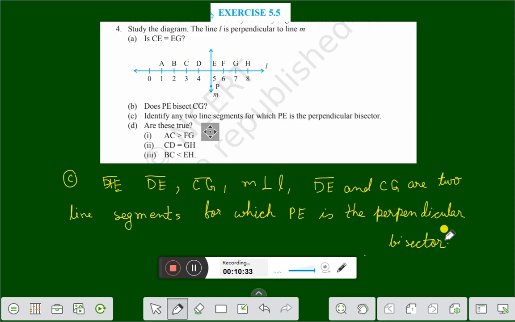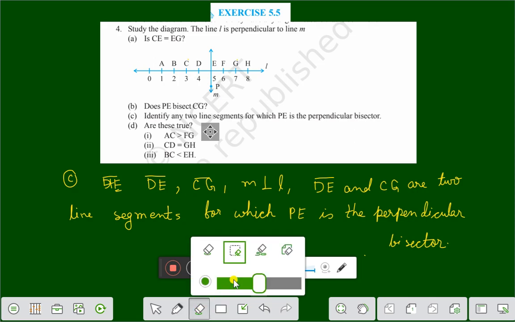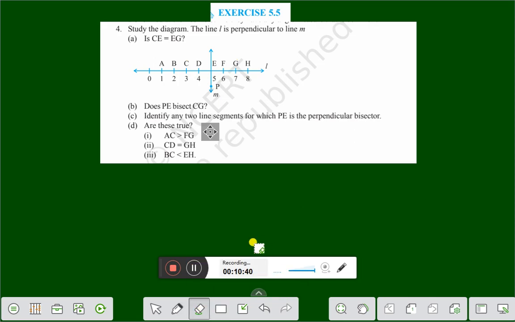Now we'll solve question number 4. Are these true? AC is greater than FG. Now question number 1. The question is, are these true? AC is greater than FG. AC, what is the distance of AC? Here you see this is AC, here to here. And FG is this one, right?